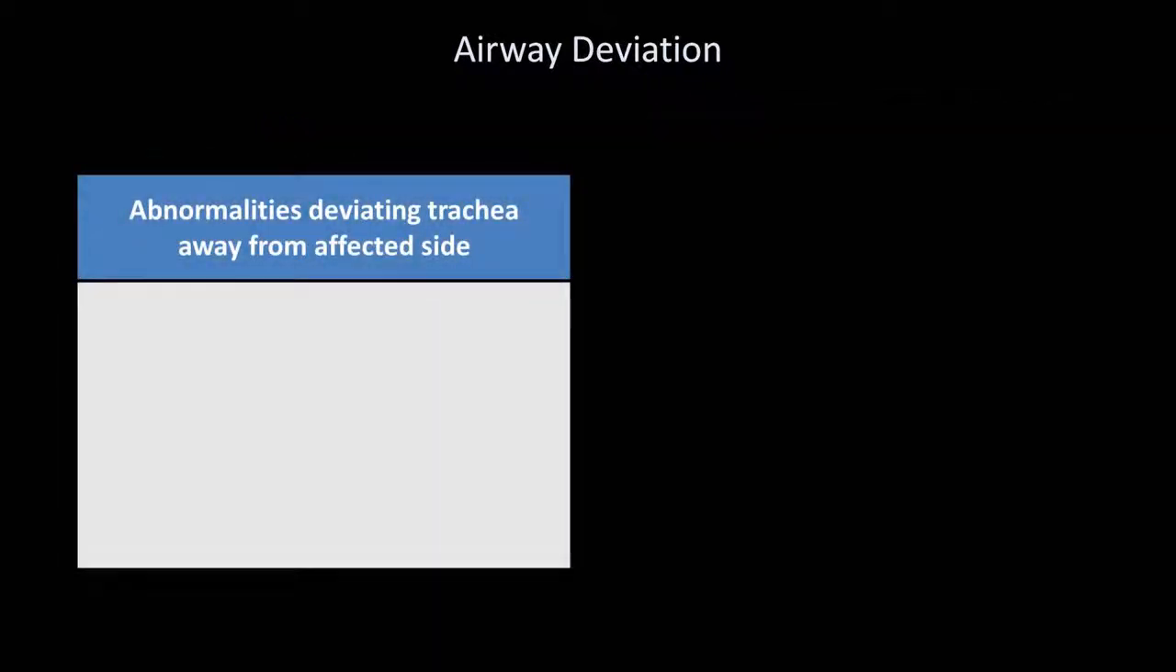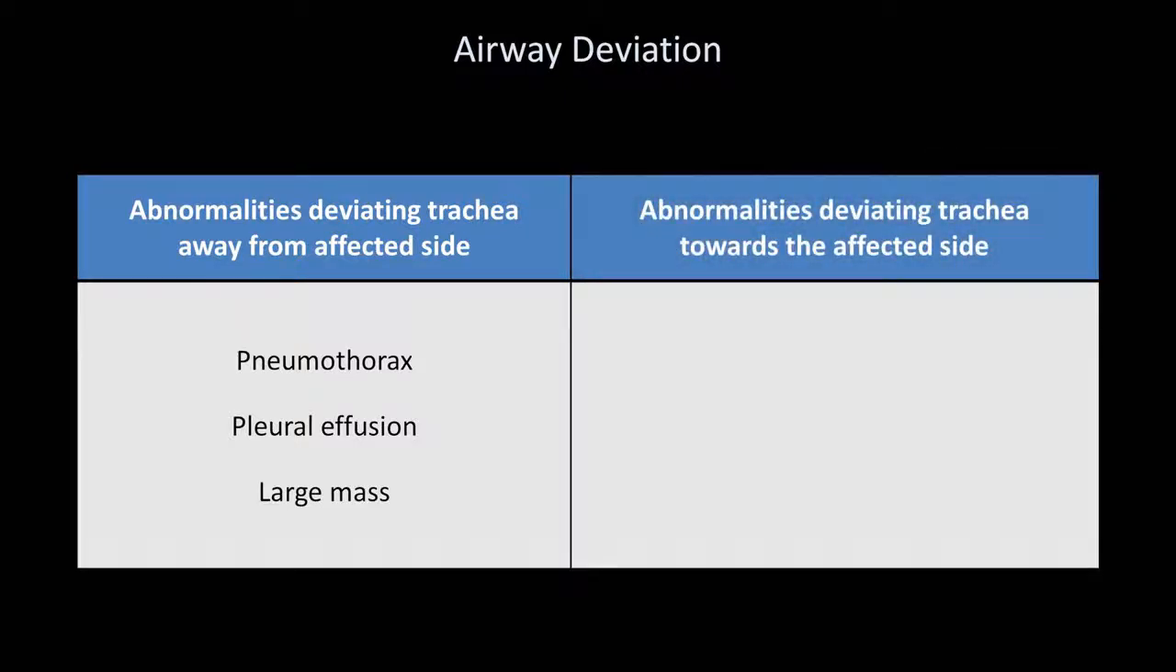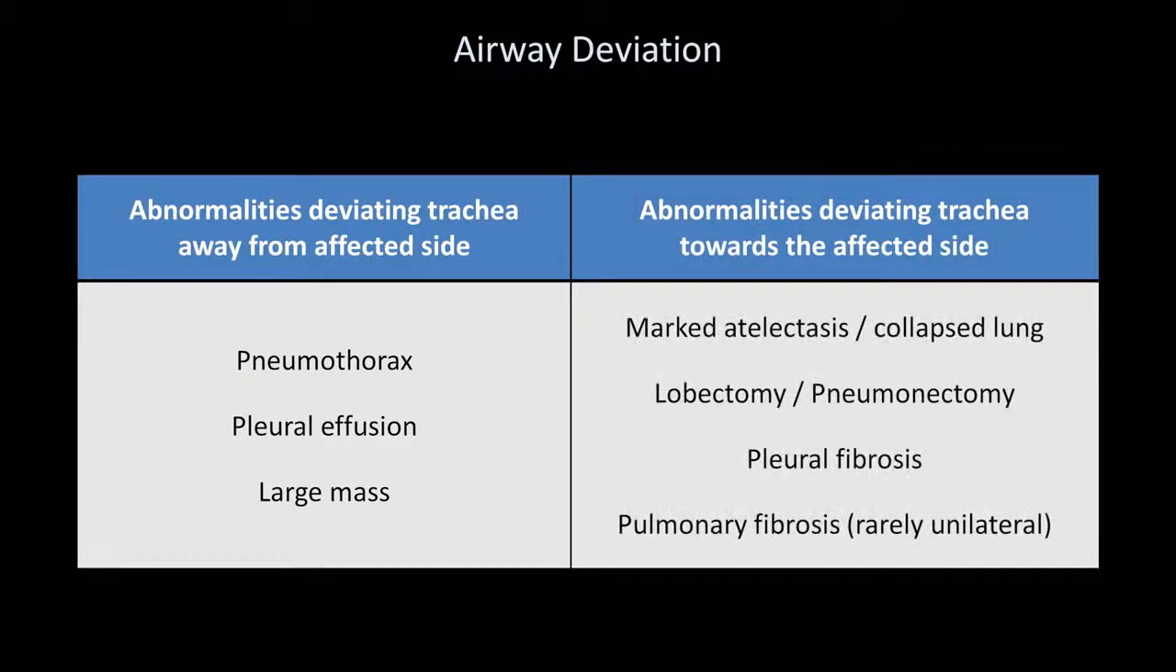Abnormalities deviating the trachea away from the affected side include pneumothorax, pleural effusion, and an extremely large mass. Those deviating the trachea towards the affected side include marked atelectasis or collapsed lung, lobectomy or pneumonectomy, pleural fibrosis, or pulmonary fibrosis. Usually, the underlying condition leading to airway deviation is quite obvious, and knowledge of which conditions push the trachea away versus pull the trachea towards the abnormality is not critical.